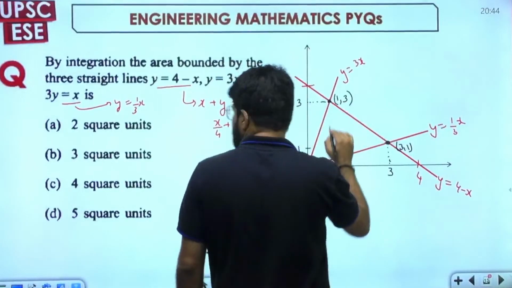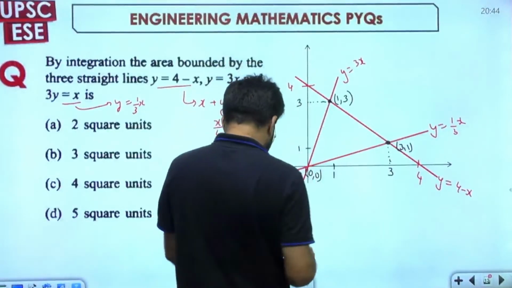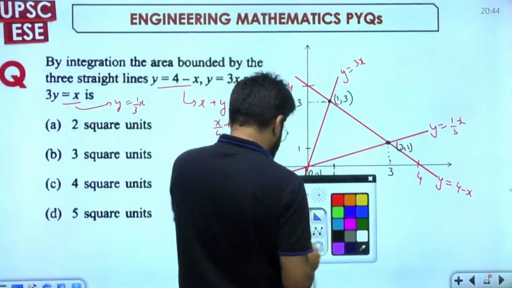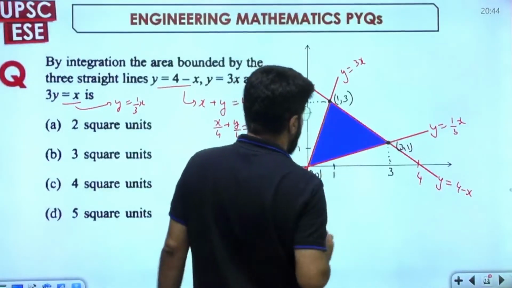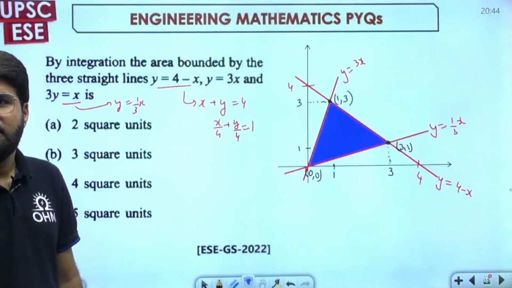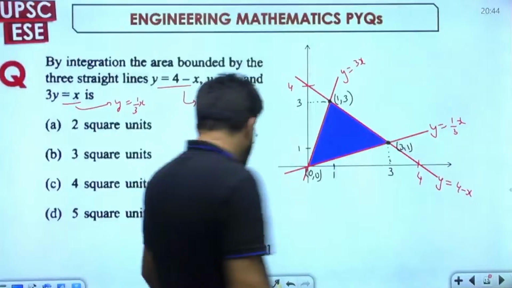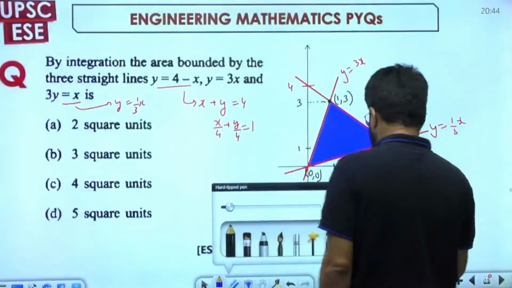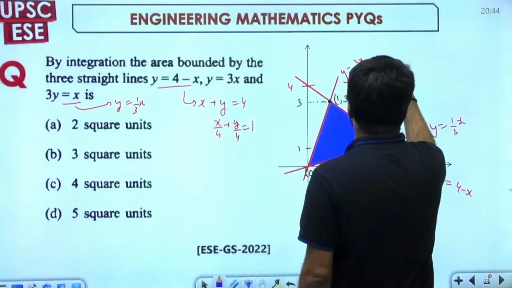Now this is the area that we want actually. What is the area we want? Let me highlight this. This is the area that we are looking for. Correct? And how much is this area? How much is this particular area? How much is the required area?